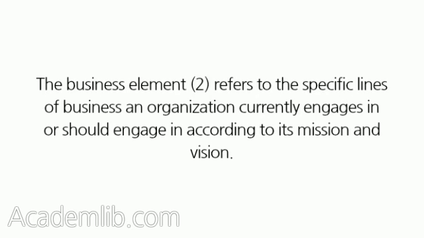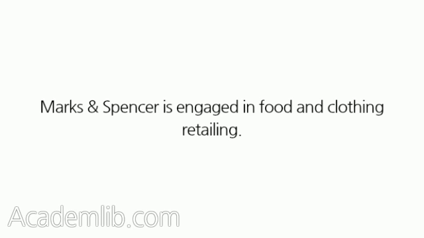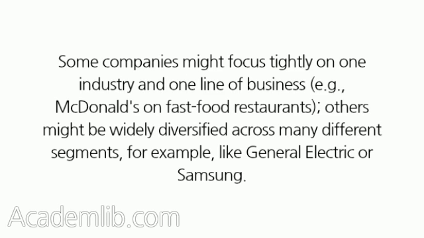The business element, 2, refers to the specific lines of business an organization currently engages in or should engage in according to its mission and vision. For example, a financial institution such as ING might be in the businesses of savings, loans, insurance, pension plans, asset management, and/or wealth management. Marks & Spencer is engaged in food and clothing retailing. Some companies might focus tightly on one industry and one line of business, for example, McDonald's on fast food restaurants. Others might be widely diversified across many different segments, for example, like General Electric or Samsung.